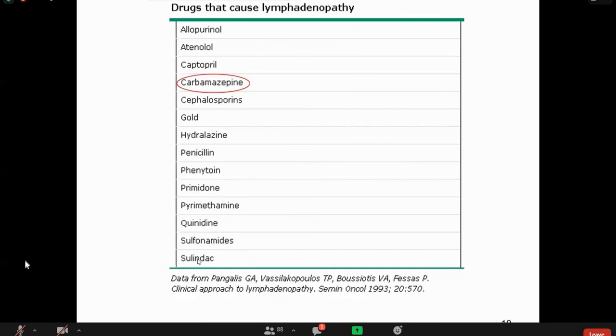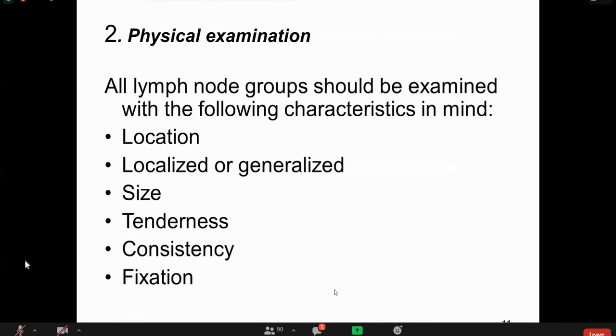Primidone, pyrimethamine, quinidine, sulfonamides, and Sulindac. Sulindac again is an anti-epileptic drug. Sulfonamides are antibiotics, and these three are a combination of anti-malarial and antibiotic. Quinidine is basically an anti-arrhythmic drug. So again, it is very difficult to remember all of it, but yet try to remember at least the common ones, that is the anti-gout drug, the beta blocker, the ACE inhibitors, the anti-epileptics, and the famous group of antibiotics, that is penicillin and cephalosporin.